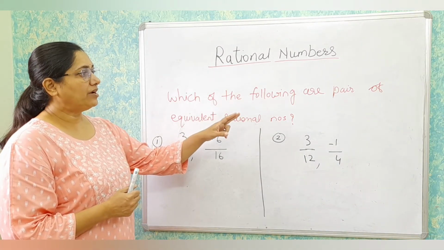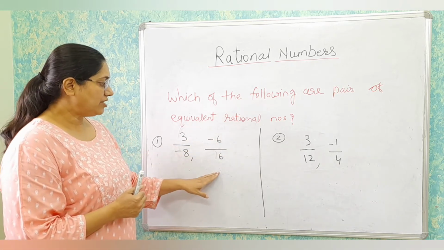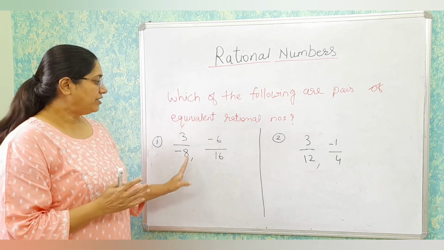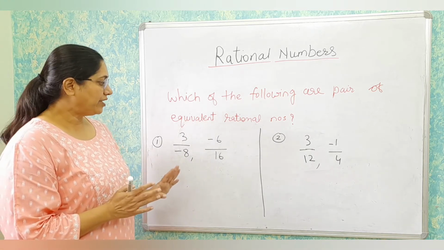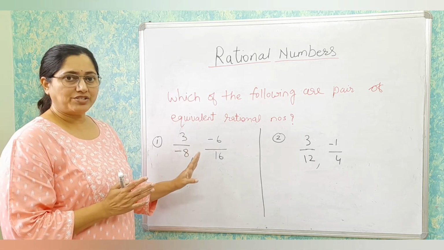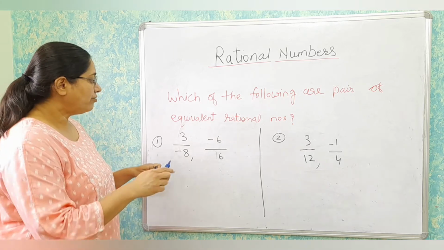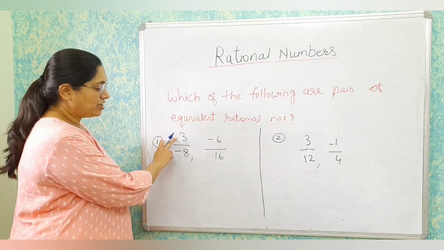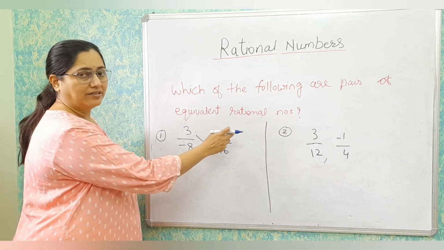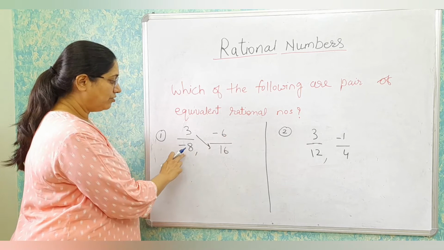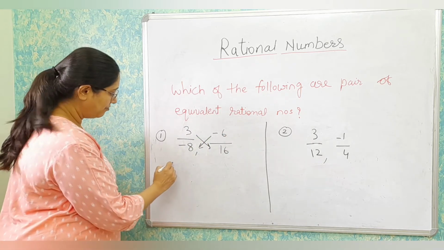Which of the following are pair of equivalent rational numbers? See, these are two rational numbers and we have to find out whether they are equivalent rational numbers or not. And whenever you have to find out the equivalency of rational numbers, you have to cross multiply them. It means you have to multiply numerator of first one with denominator of second, and the numerator of second one with denominator of first one. So I will cross multiply them first.